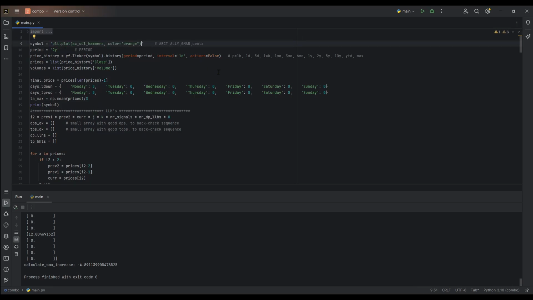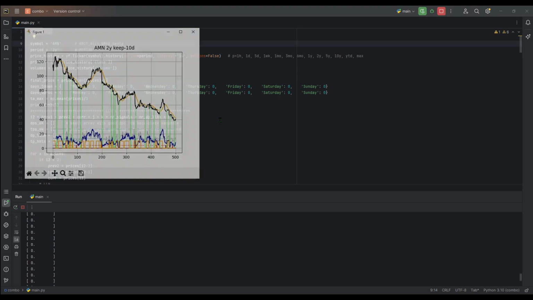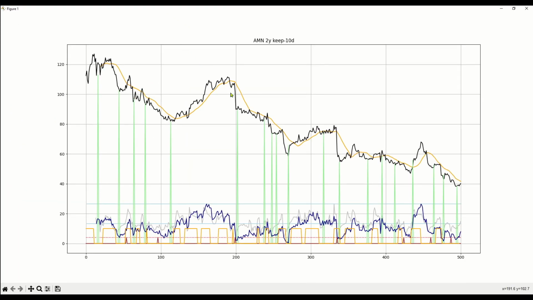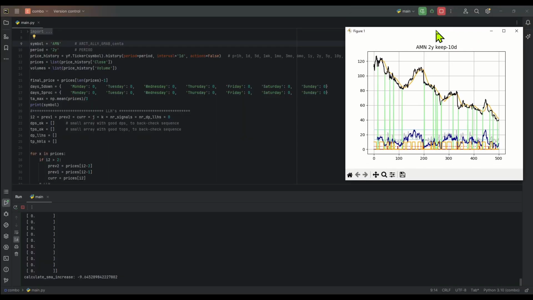So let's see. Let's put these in. So here we have a low RSI. So this is a head fake, of course, here.